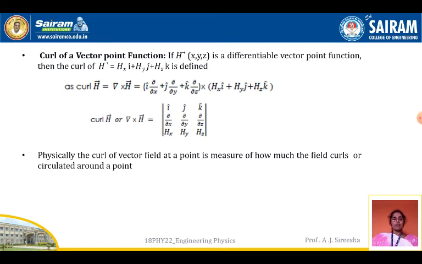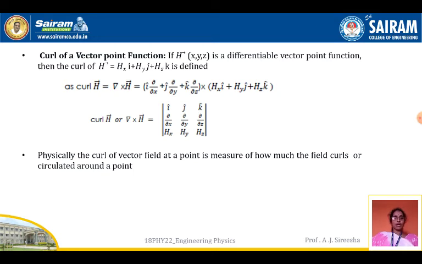Next is curl of a vector point function. If vector h having components hx, hy and hz is a differentiable vector point function, then h is hx i plus hy j plus hz k, and its curl is defined as follows. Curl means cross product. So curl of h is given by i cap into dou by dou x plus j cap into dou by dou y plus k cap into dou by dou z, cross with the vector function hx into unit vector i cap plus hy into j cap plus hz into k cap. Here hx, hy, hz are the components of h along the x, y and z axes.